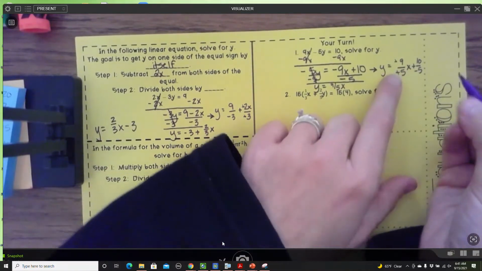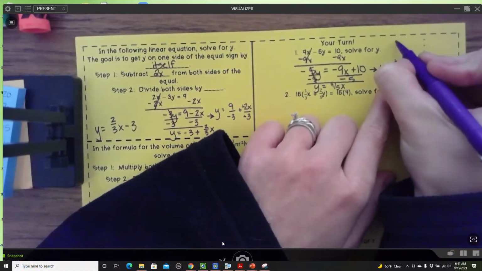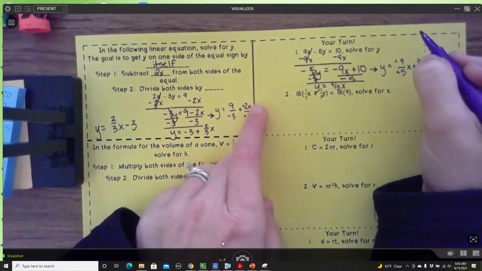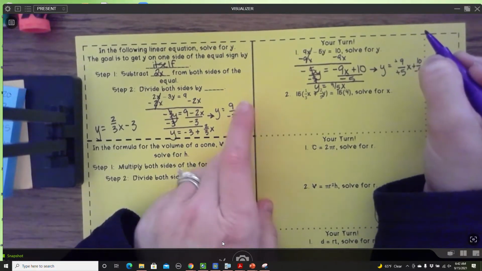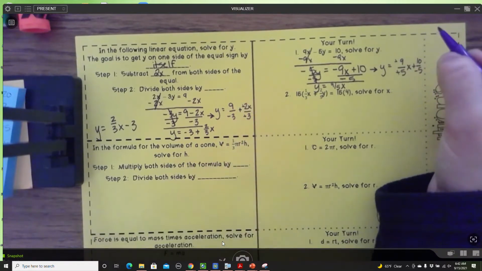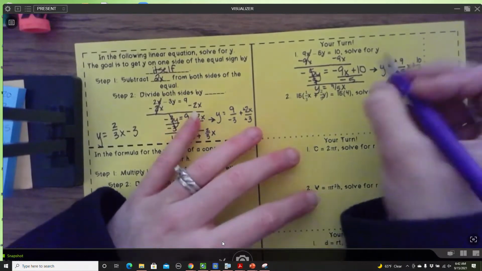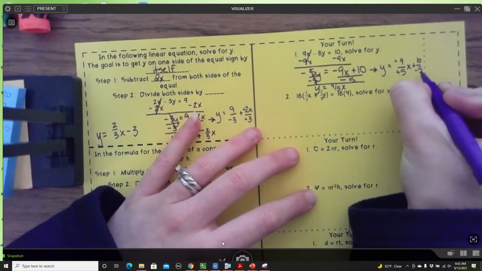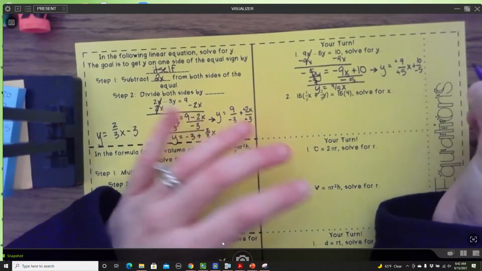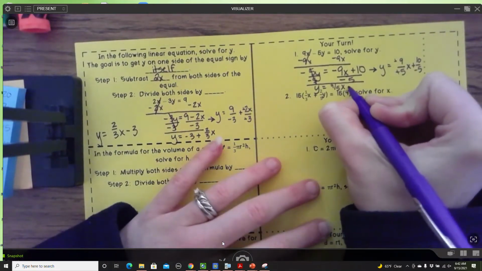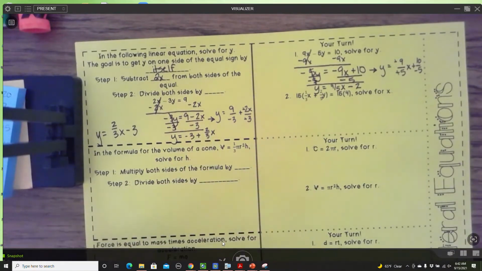And so when you write it like this, like I have here, 2x over 3, I can pull that x out and just multiply x times 2/3. It represents the same thing, but that's the proper form to write it. And then I've got 10 divided by negative 5, which gives me a negative 2. So instead of doing plus negative 2, I'm just going to subtract 2.